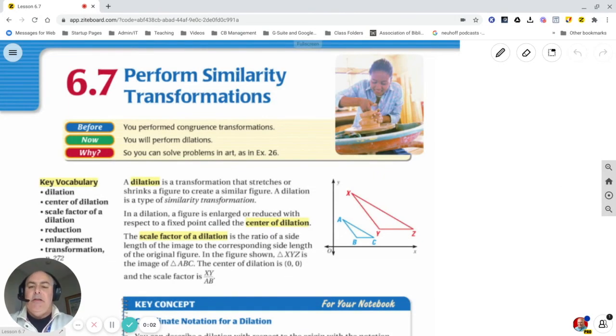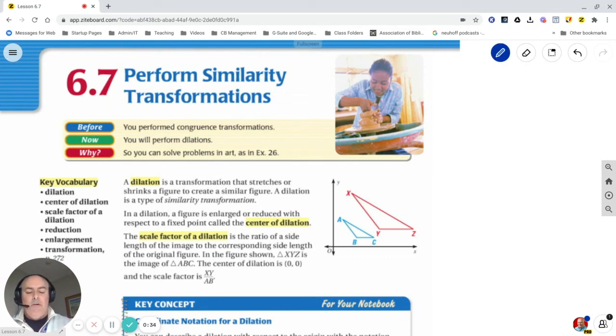Lesson 6.7 talks about the idea of similarity as it relates to transformations. All that simply means is by having what I'm going to call again a scale factor, I can take a figure and create a transformation of that figure where all of the sides retain an equal proportion because I'm using a common scale factor.